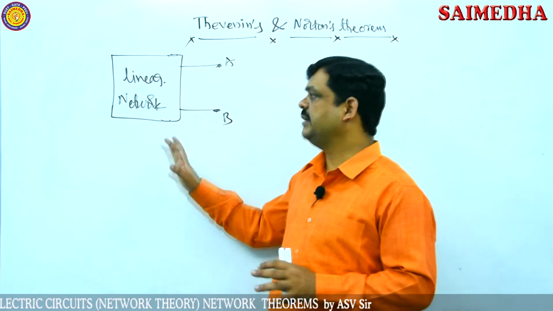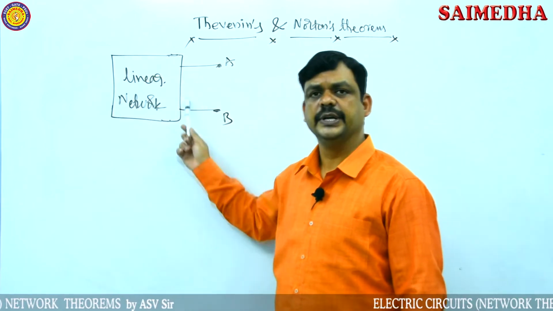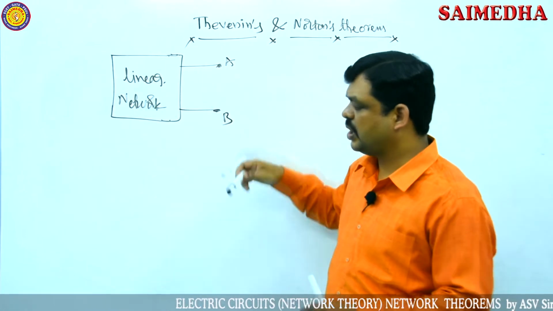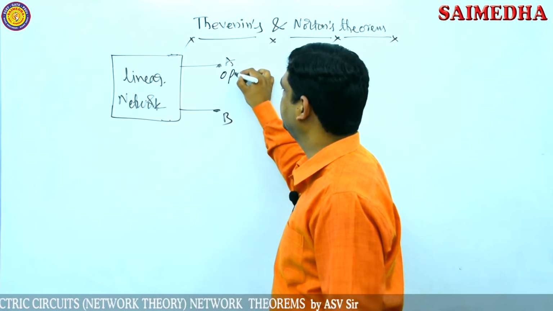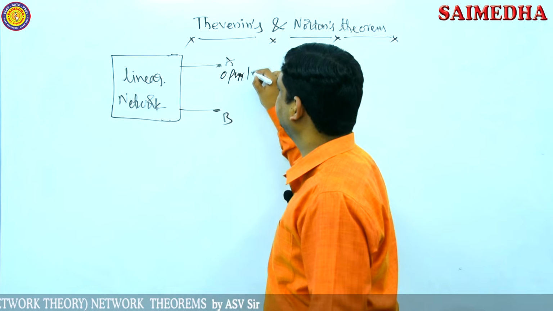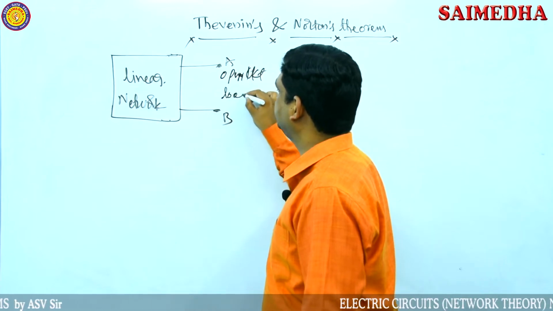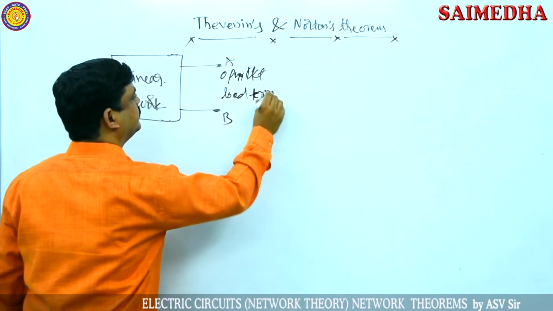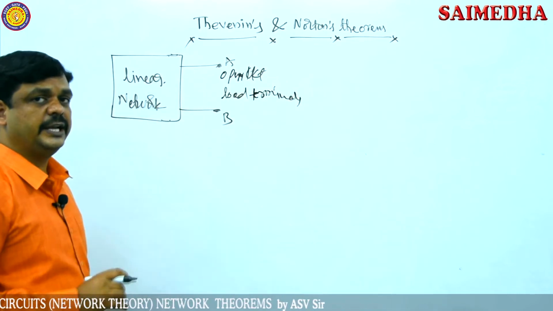For easy understanding, here I assumed one network, the complete linear network. This linear network is connected in between A and B terminals. These are also called open circuit load terminals. And the network should compulsorily be a linear network.